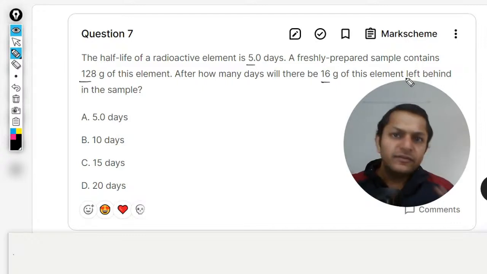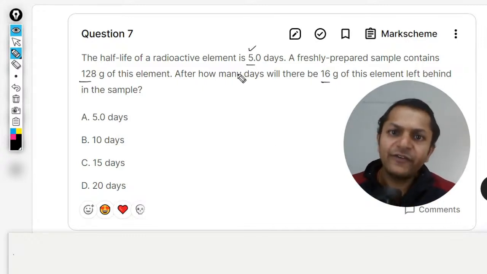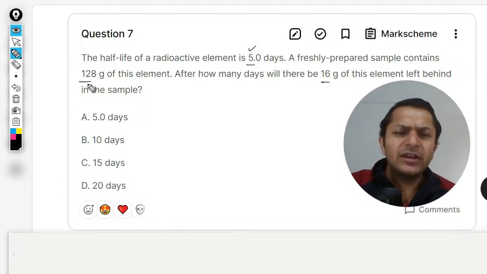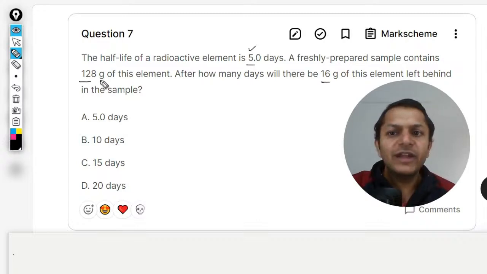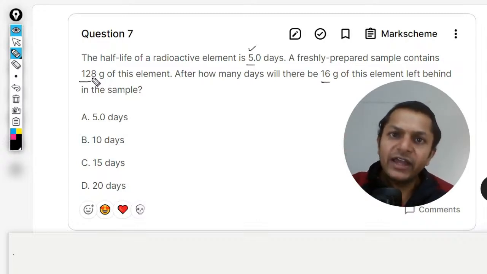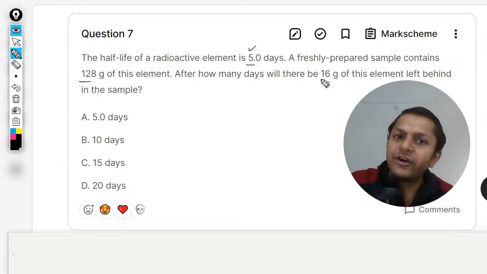So overall, there is a very simple concept here: when one half-life is over, like 5 days is over, the amount, whatever it is, can be in gram, in kgs, number of particles, moles, whatever it is. Whatever unit it is, whatever value it is, it will become half in one half-life. So accordingly, you can find how many half-lives there will be.